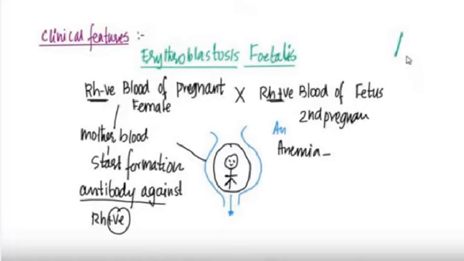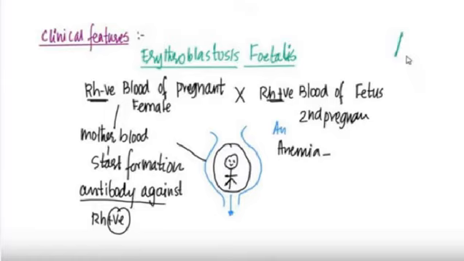Now, clinical features of blood group. Clinical features of blood group is called erythroblastosis fetalis. A question comes in exams: what is erythroblastosis fetalis? Explain with diagram. Then you have to explain it and make a diagram regarding this, like this.